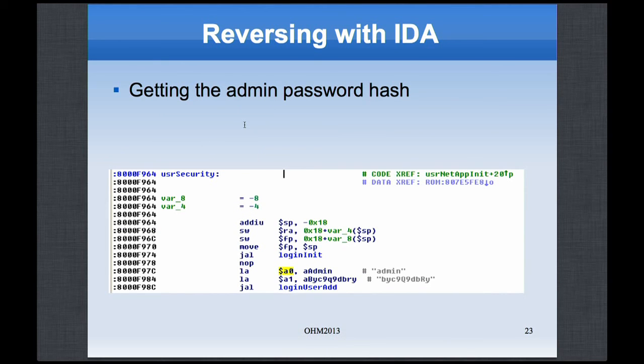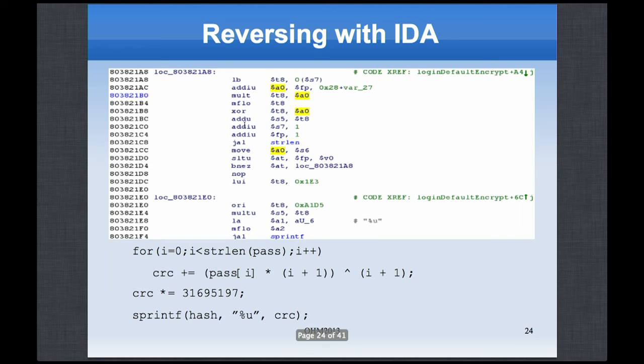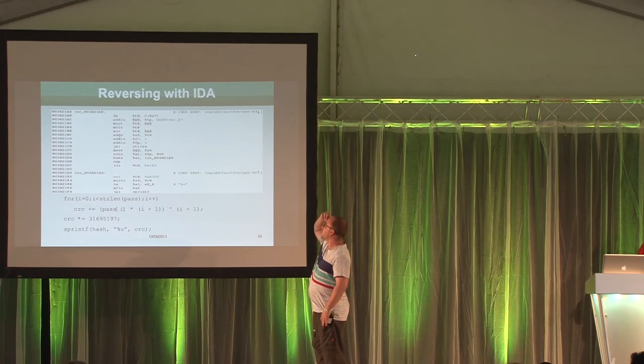In userSecurity, we found that on the last three lines you get two variables put in the parameter registers. Obviously, the first one looks like a username, and the second one is some kind of hash. So we had to reverse the hash function to know if we could break the password in some way. We found loginDefaultEncrypt, which is called later in the call graph. And after some reversing, we came to a quite simple algorithm.